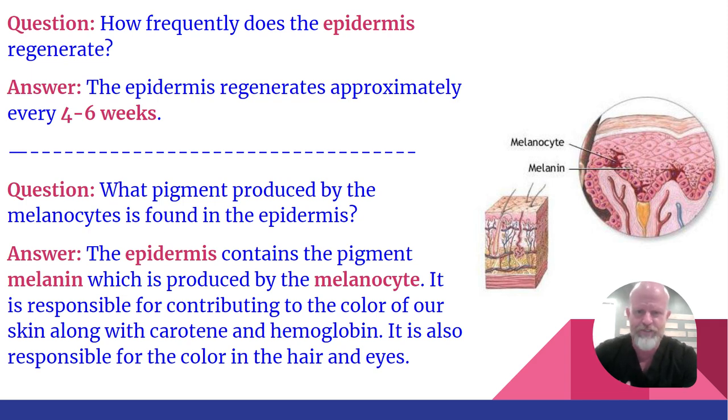What pigment produced by the melanocyte is found in the epidermis? So this will be the pigment melanin. It is responsible for contributing to the color of our skin, along with keratin and hemoglobin. It is also responsible for the color in the hair and the eyes.